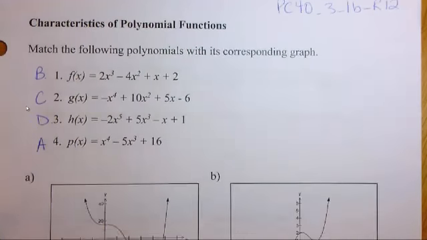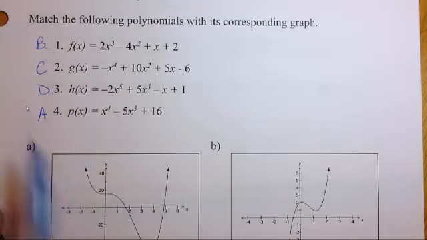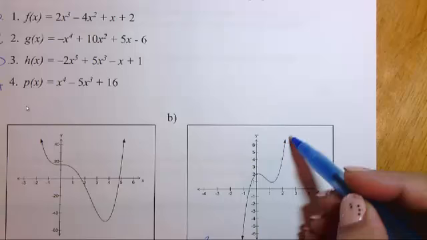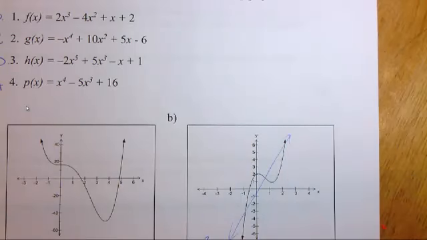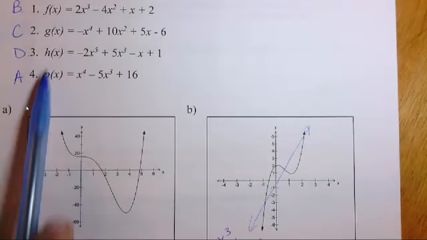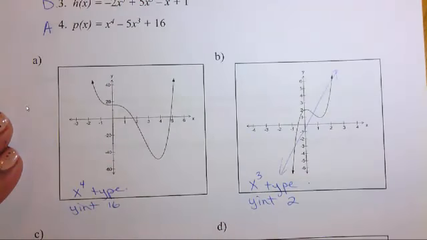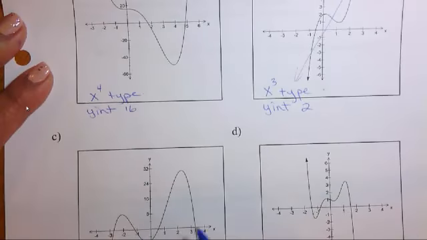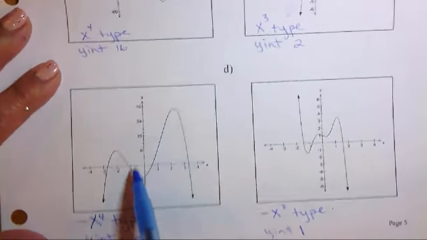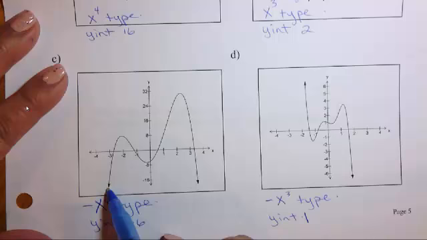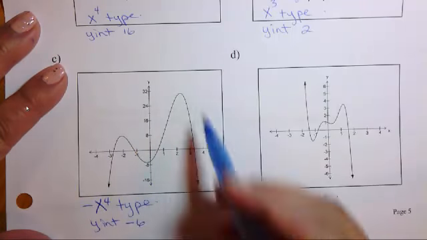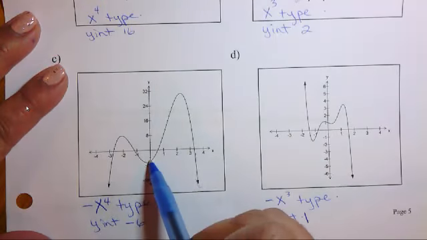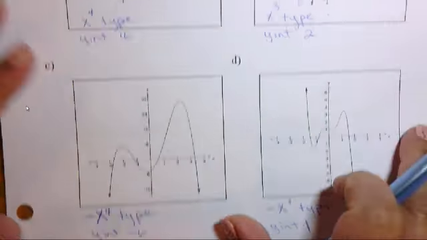All right, so here's the reveal. The answer for 1 is B, and we match it up with B because of the y-intercept, and also you've got an odd degree polynomial which is positive, and this is what the end behavior looks like. For graph C, we chose number 2. Number 2 works because you've got a 4th degree polynomial. It's negative, so the end behavior, both arms point down, and the y-intercept is at -6.